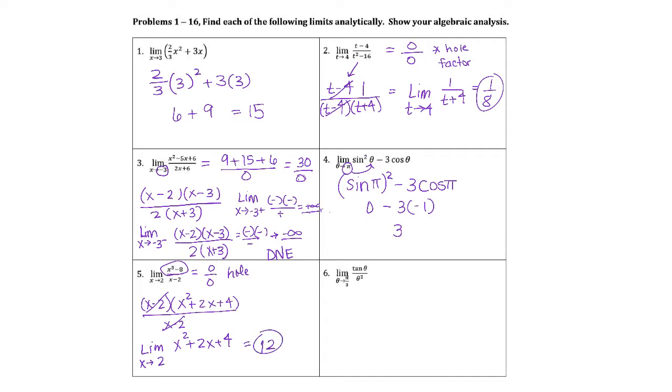Okay, and then number 6, again, same thing. We are substituting in pi over 3. So we're going to look at tangent of pi over 3 over pi over 3 squared. Now, a lot of people freaked out when they saw this. Once you figure out what tangent of pi over 3 is, which is just going to be root 3, you're welcome to leave the denominator just like this. It is okay. You don't have to go ahead and multiply that out any further.